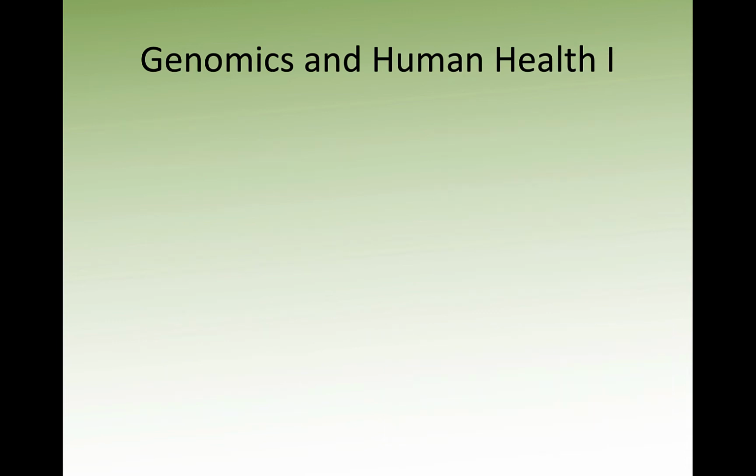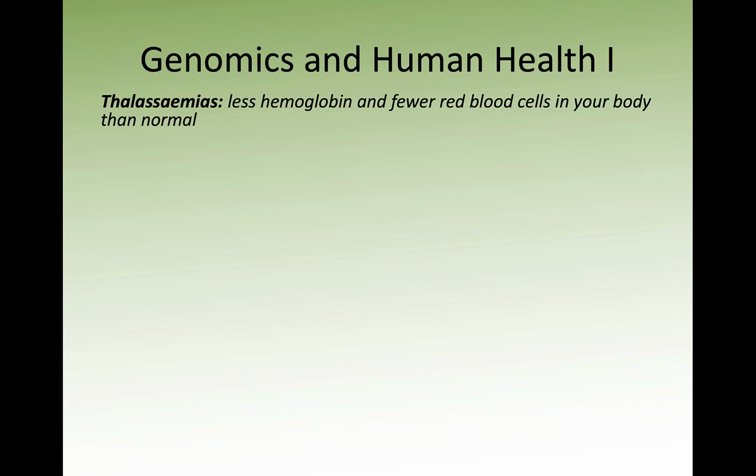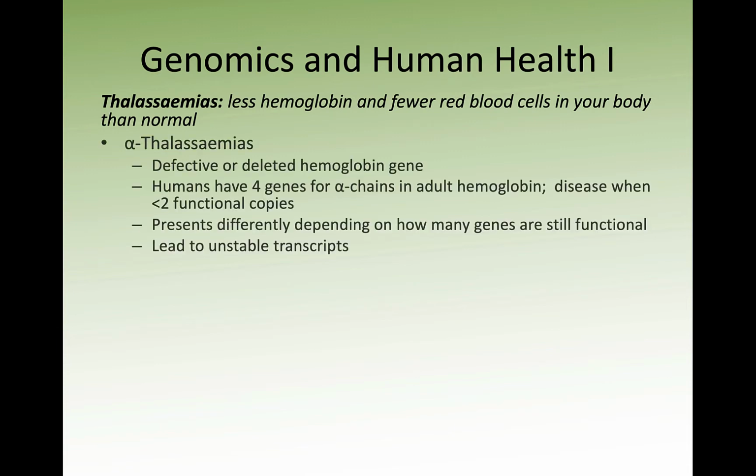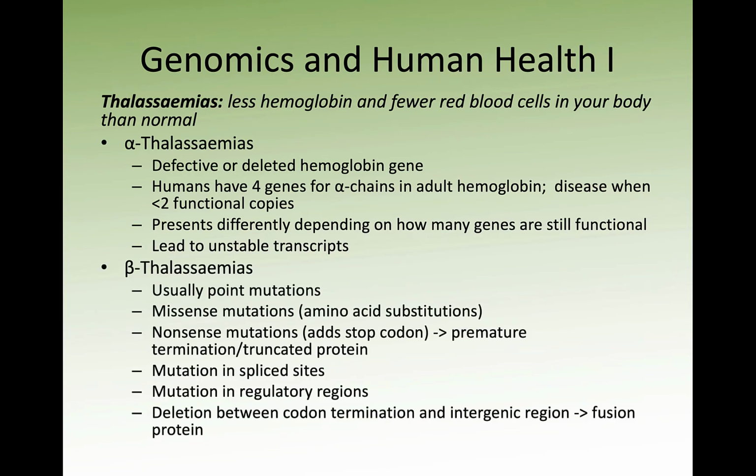There are a range of other blood disorders, things like thalassemias, where you have less hemoglobin and fewer blood cells in your body than normal. There are two main types. There are alpha thalassemias, where we see the lack of either a defective or deleted hemoglobin gene. Basically, we have 4 genes for alpha chains in adult hemoglobin, and the disease happens when there are less than 2 functional copies of these genes. This presents differently depending on how many genes are still functional, but it leads to general instability in some of the transcripts, which can cause this fewer red blood cell phenotype.